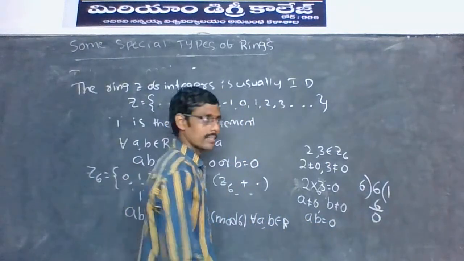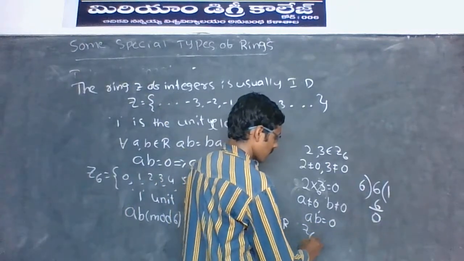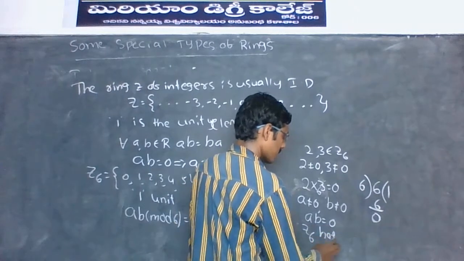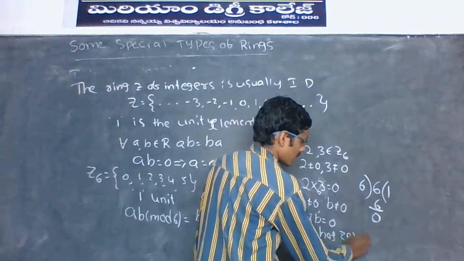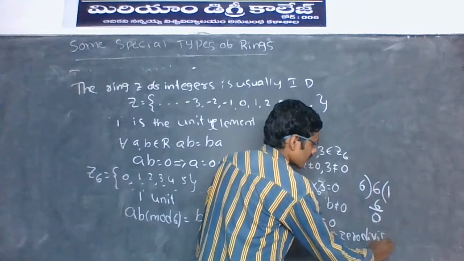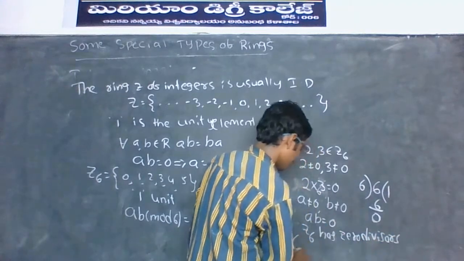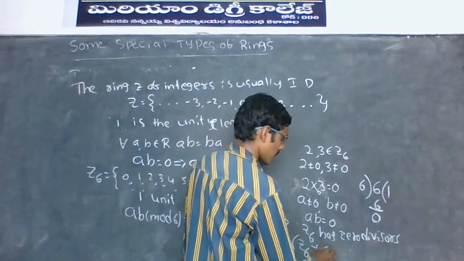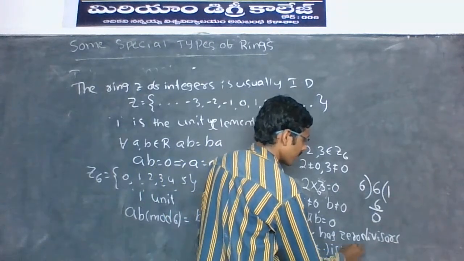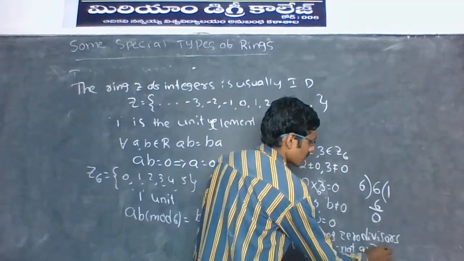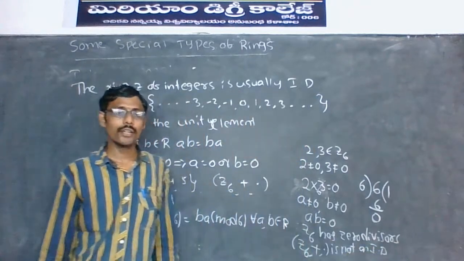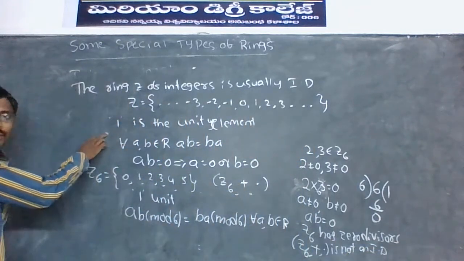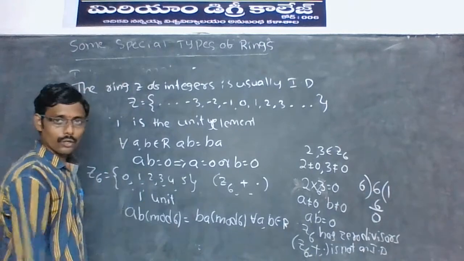So Z6 has zero divisors. Therefore, (Z6, +, ·) is not an integral domain. This is the example of not an integral domain.